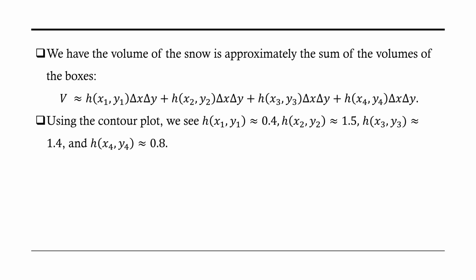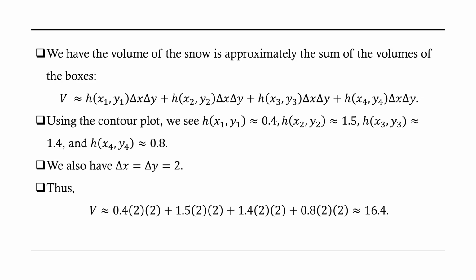And so if we look back at our contour plot, we'd have the point x1, y1, the height there is about 0.4. At x2, y2, the height was about 1.5, and so on. We also saw that our delta x and our delta y, the width and the height of each of our sub-squares in our region, were each 2. So if we fill all of those in, we get our volume as about 16.4. So very similar to how we did Riemann sums in Calc 1. It's just now we have that extra dimension to work with.